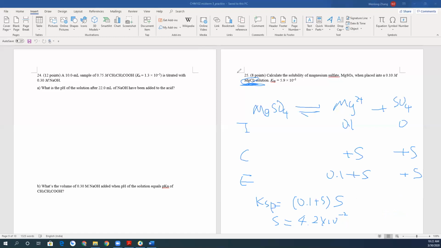I will post the last page, the solution for the last problem, on Moodle right after this. The last problem is a good example of why we need to justify our assumption. If you use 0.1 directly instead of 0.1 plus S, the answer has an error greater than 5%. So that's the case that your assumption is not valid, and you must proceed with this calculation. All right, so that's it.